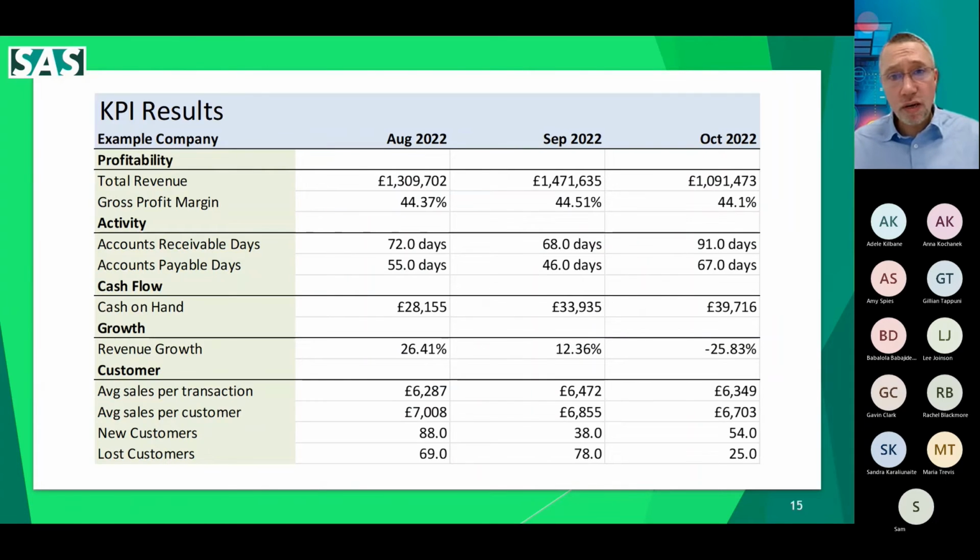And here's just a short table to show you the KPIs on a monthly basis. You've got both KPIs on a financial basis and a non-financial basis. For example, new customers down here. Very, very useful to see this.